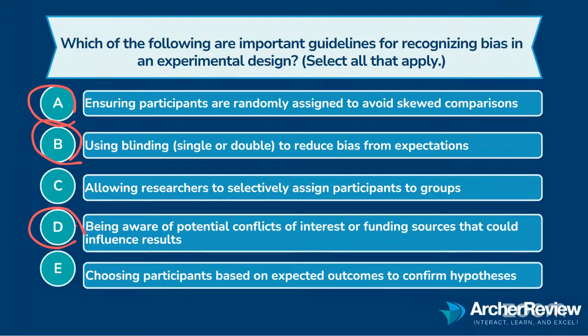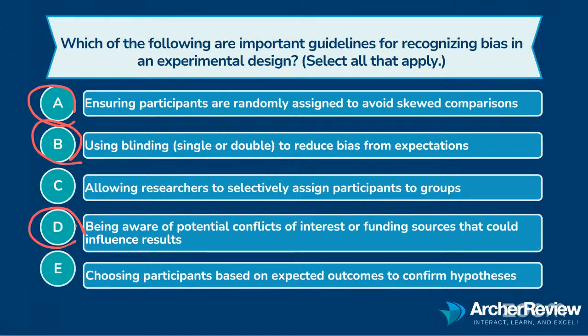A, ensuring participants are randomly assigned to avoid skewed comparisons. Absolutely. We want participants to be randomly assigned because, again, we don't want that factor of bias. If we really have our heart and soul invested in this new medication working, we might be even subconsciously focused on trying to choose the young, athletic, healthier version of participants in order to have the best results. And so that would be an issue. So we couldn't do that. We want to make sure that they are randomly assigned.